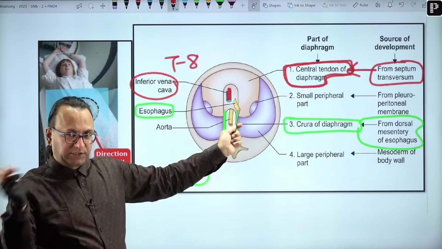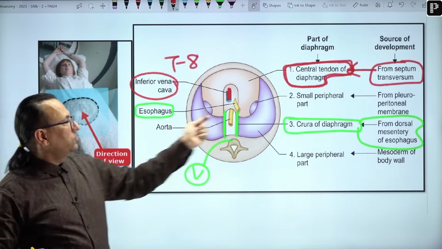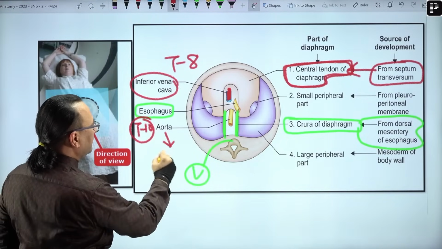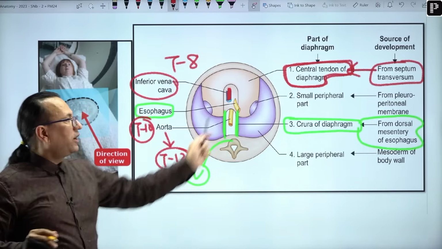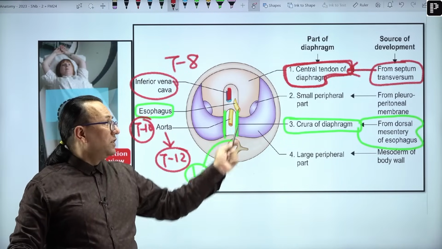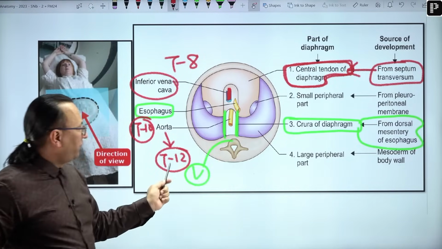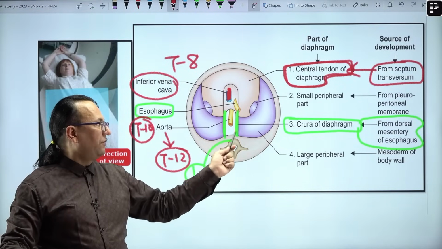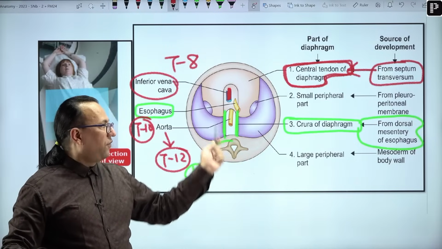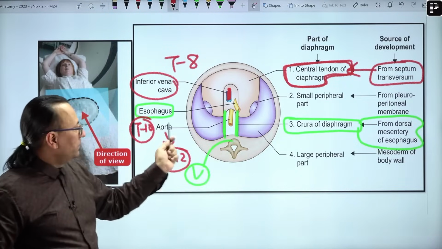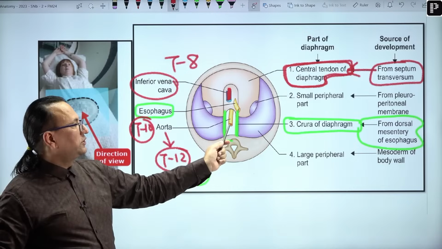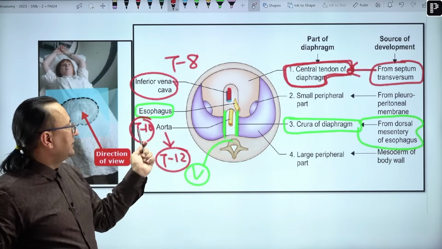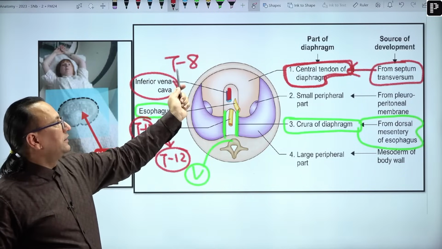Where was this esophagus passing through diaphragm? Esophagus passes through the diaphragm at T10 vertebra. And where is aorta? T12, bounded by the two crura. These two crura will form the opening for the aorta, the aortic opening. So right crus and left crus of diaphragm will be forming an opening, the aortic opening, and that is at T12. So aorta passes the diaphragm at T12, esophagus passes at T10, and inferior vena cava passes at T8: T8, T10, T12.